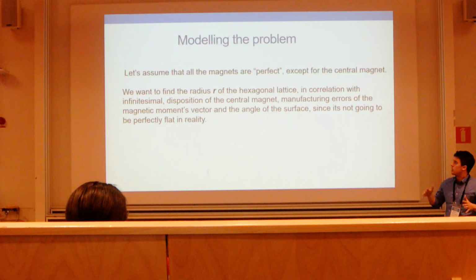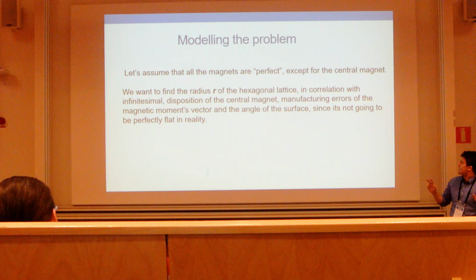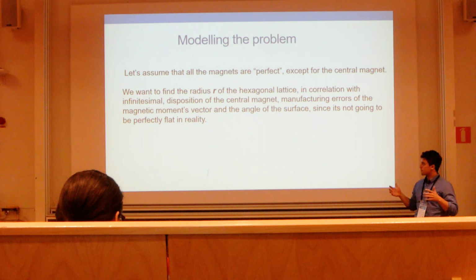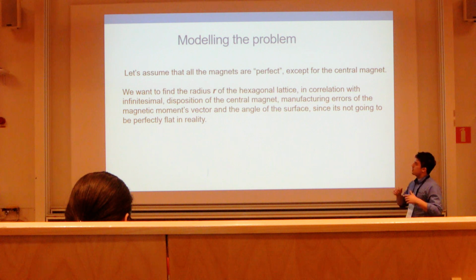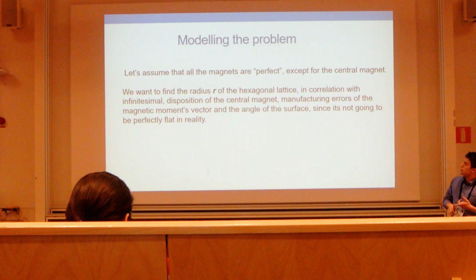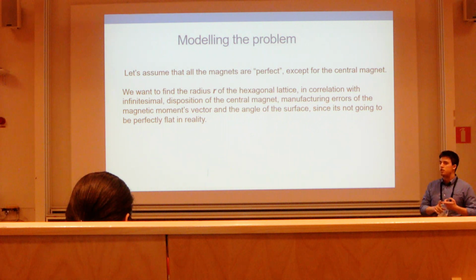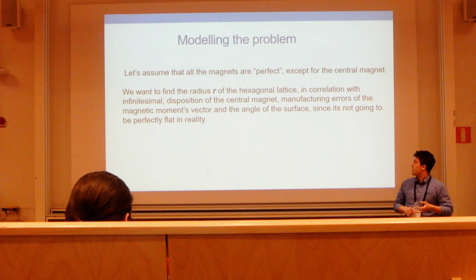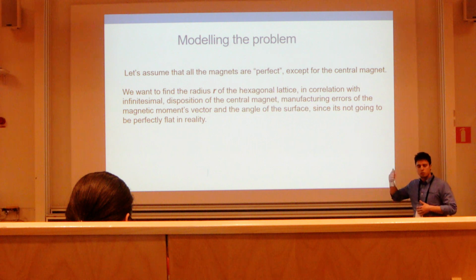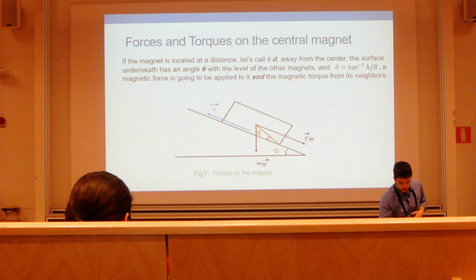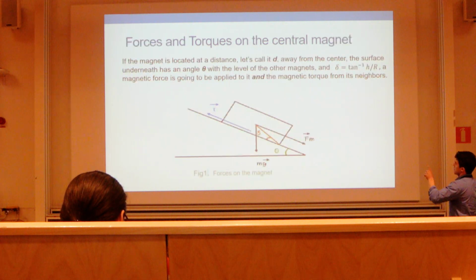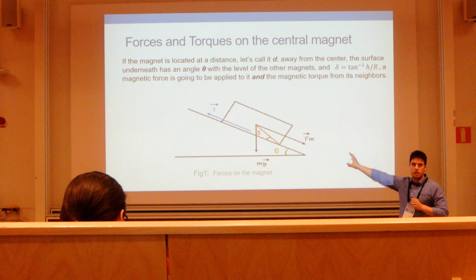Let's assume that all magnets are perfect, except for the central magnet. We want to find the radius R of the hexagonal lattice in correlation with the infinitesimal displacement of the central magnet, manufacturing errors of the magnetic moment vector, and the angle of the surface, since it's not going to be perfectly flat in reality. These are the forces and torques on the central magnet. This is not to scale, obviously.